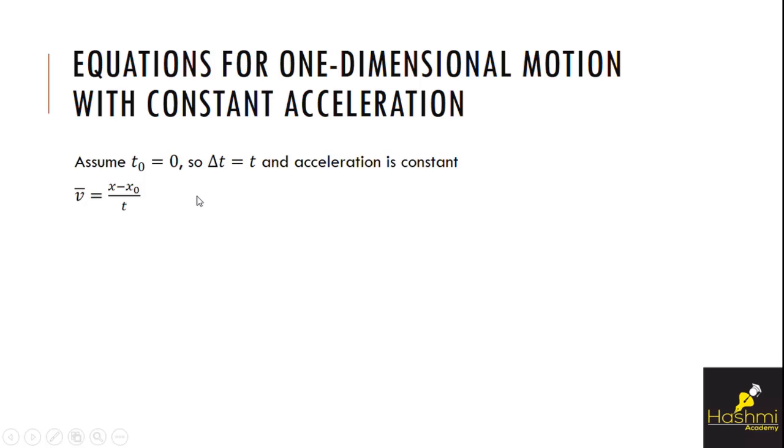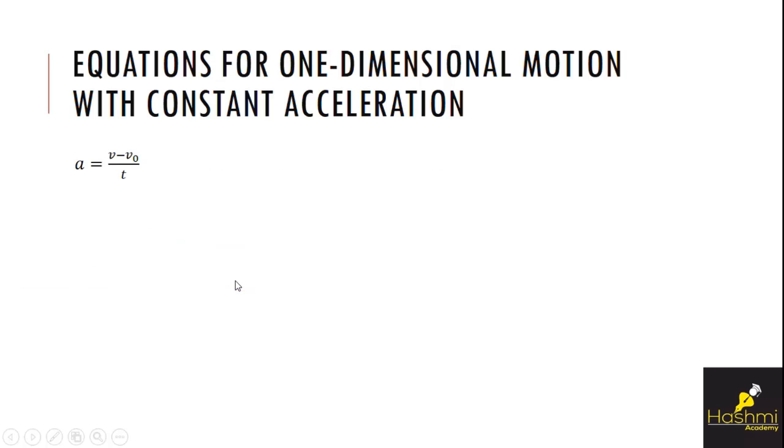Assume t naught is equal to 0, so the change in time is your final time t. If acceleration is constant, the velocity can be written as the rate of change of displacement, x minus x naught divided by t, because t minus t naught is equal to t. So displacement x can be written as x naught plus v bar t, where v bar is the average velocity, v naught plus v divided by 2. Putting this in, we get x is equal to half of v naught plus v times t, plus x naught.